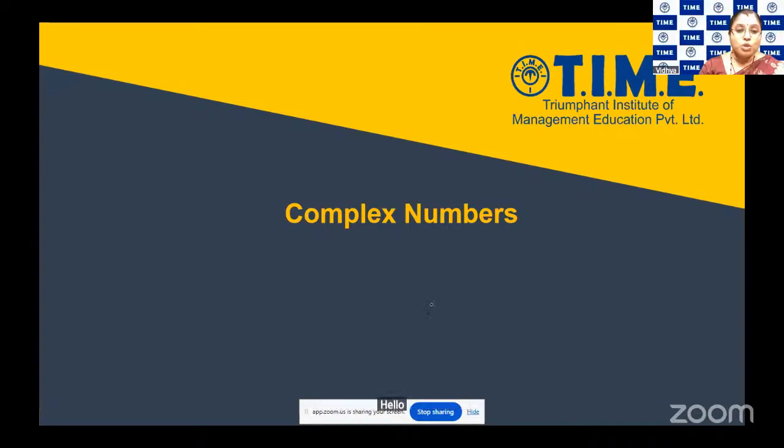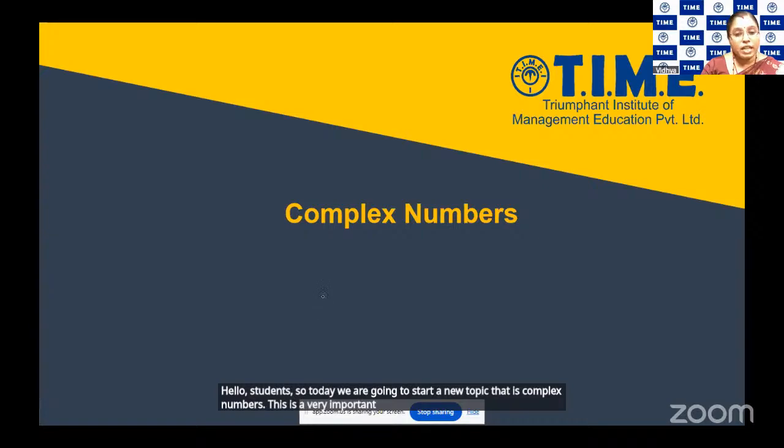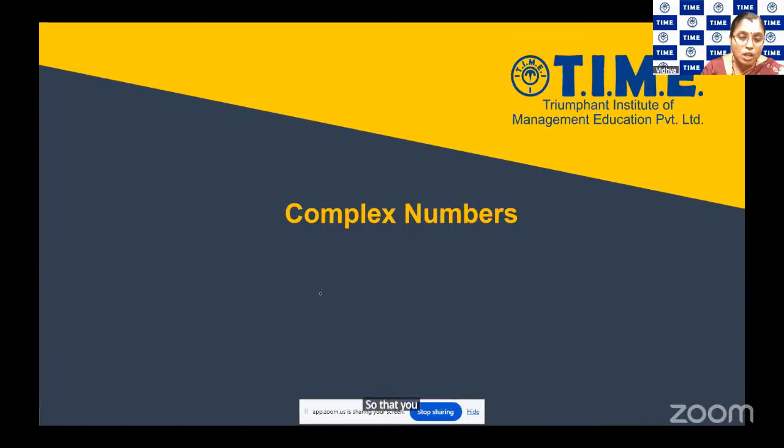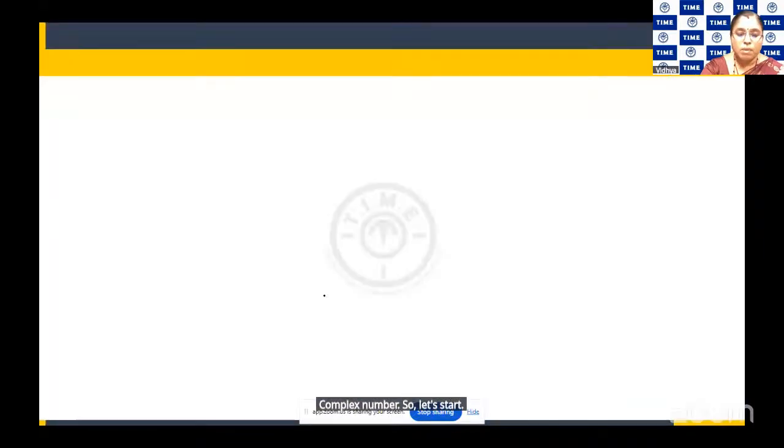Hello students. So today we are going to start a new topic, that is complex numbers. This is a very important topic as far as JEE as well as any other entrance exam is concerned, and we are going to study this topic in detail so that you can work on any type of problems based on complex numbers. So we are just going to master complex numbers. So let's start complex numbers.